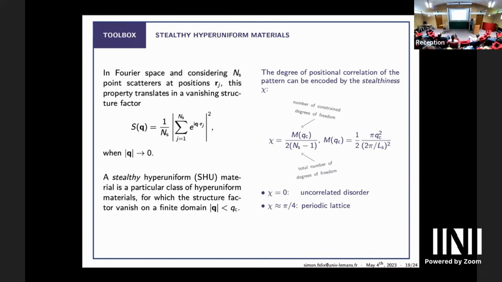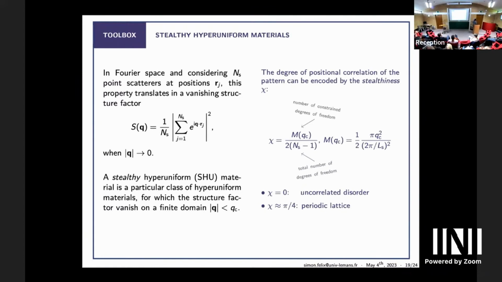Among these hyperuniform systems, we will focus on a particular one, which is called stealthy hyperuniform. It's the system for which S is 0 on a finite domain, so for example here on a disk around 0. For all Q whose modulus is smaller than a given value, S is 0, and this is what is called stealthy hyperuniform.